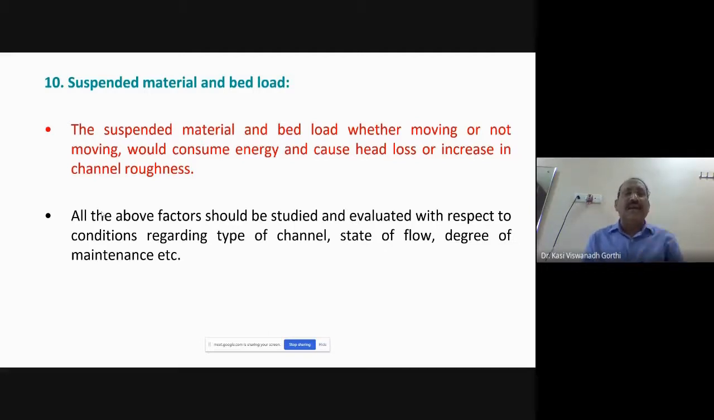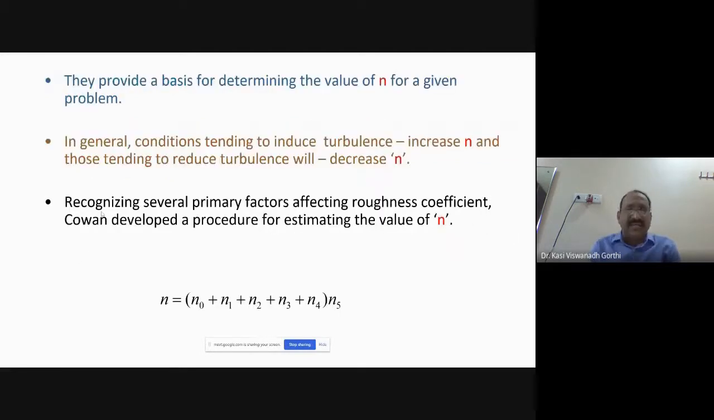So all the above factors should be studied and evaluated with respect to the conditions regarding type of channel, state of flow, degree of maintenance. All these things are required to be taken in conjunction. Together they must be studied. They provide a basis for determining the value of the Manning's roughness coefficient n for a given problem.